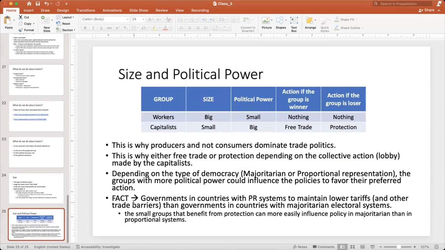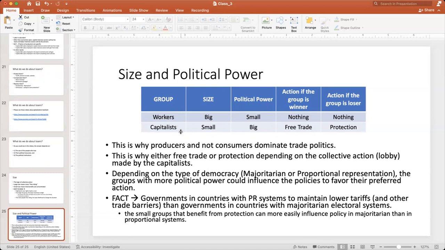And of course, this is very intertwined with political power. Why? Because for workers, the size is big, but the political power is small. Capitalists, on the contrary, their size is small, so they could coordinate better, and their political power is big, so they could create more lobby in the government, they could buy politicians, political campaigns, and so on and so forth. So the action at the end depends on whether the group is the workers or the capitalists.